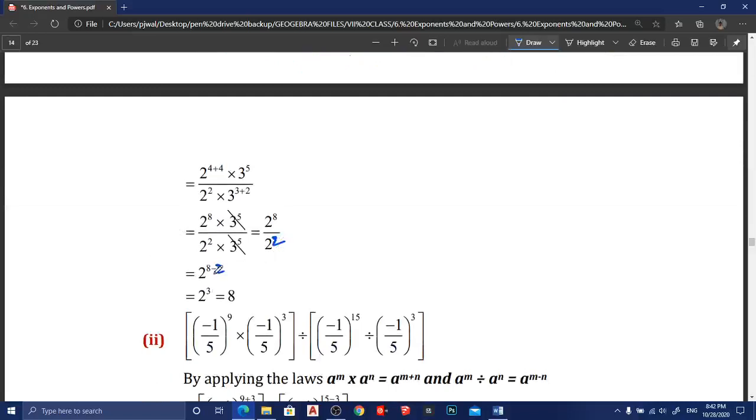So now you will get 8 minus 2 is how much here? 2 to the power of 6. So the answer is here 2 to the power of 6 only. So by expanding this, how much you will get here? 64 you will get, not 8 here. 64 you will get. 2 to the power of 6 means 64 you will get. You correct this one. Okay.